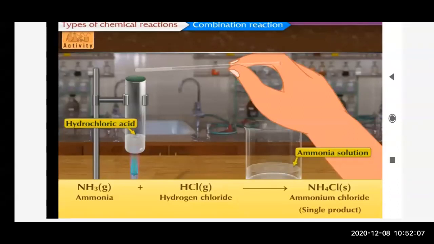And as a result, we can see a white smoke, and the reaction for this is NH3 plus HCl giving NH4Cl. When ammonia and hydrogen chloride gas react together, ammonium chloride is formed. One thing you have to notice here is that on the left hand side there are two reactants, and on the right hand side there is only one product. Further we'll see more.